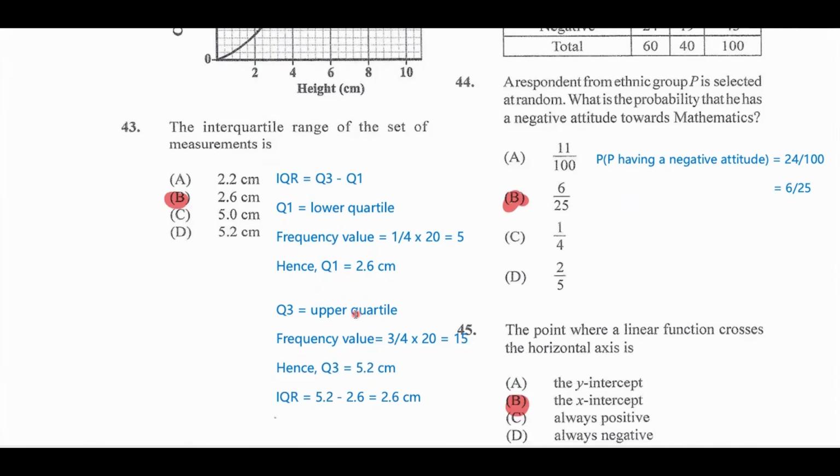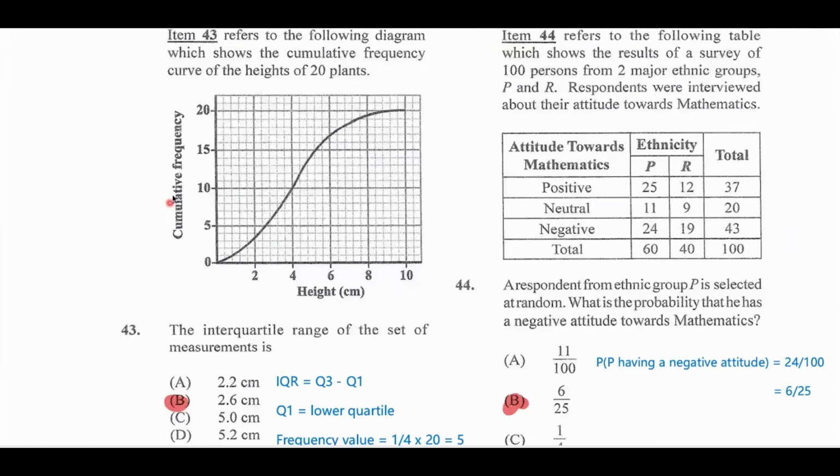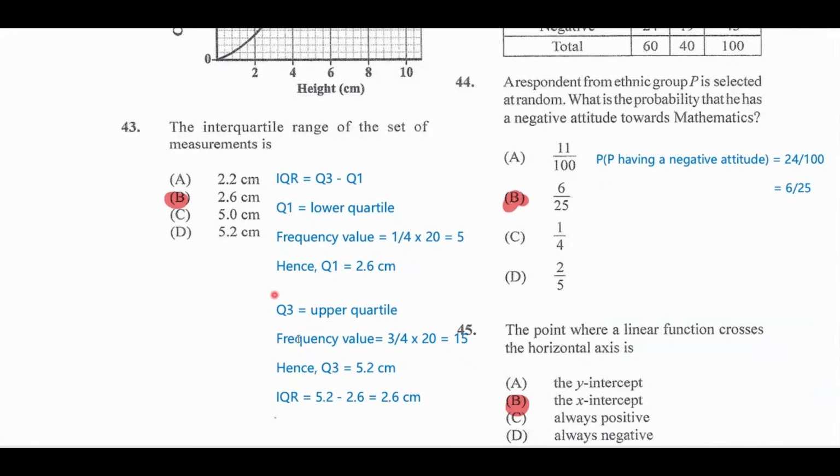Q3 is the upper quartile. The value corresponds to 3/4 of your total frequency. 3/4 of 20 is 15. You look for 15, go across and come down. Okay, and I will get 4.4, 4.8, 5.2. This corresponds flat on to 5.2, which is good. And we subtract Q3 minus Q1, 5.2 minus 2.6, we get 2.6. B.